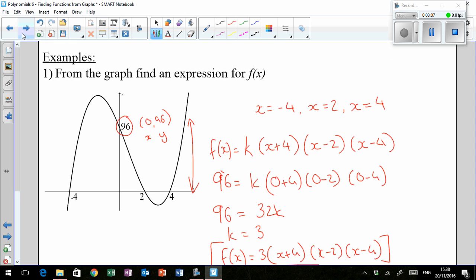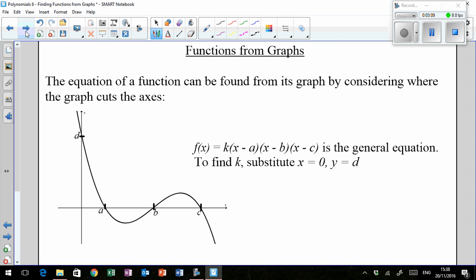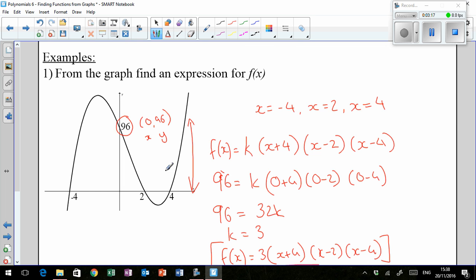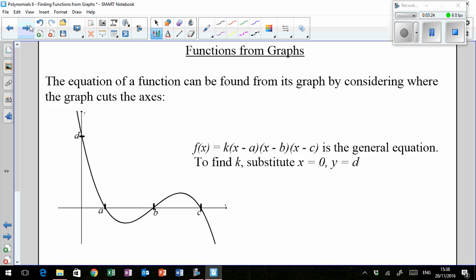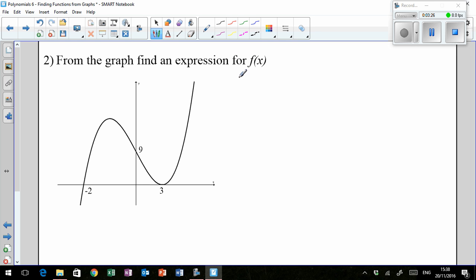Okay, now I've got a note for you here. Can you pause the video so you can copy that? That's just a general equation going on. And then can you go back and copy this one as well, for the one that we looked at? Okay, so after you've got those two down, we'll move on to the second example.